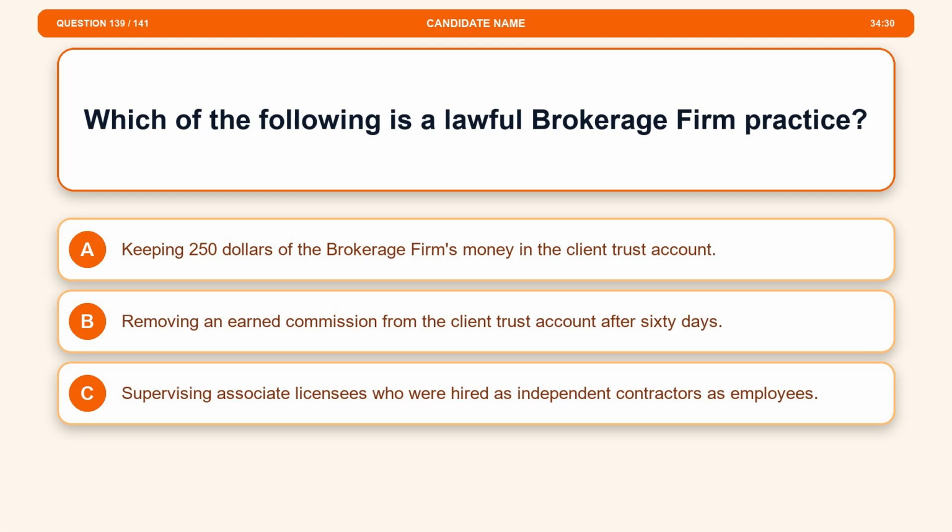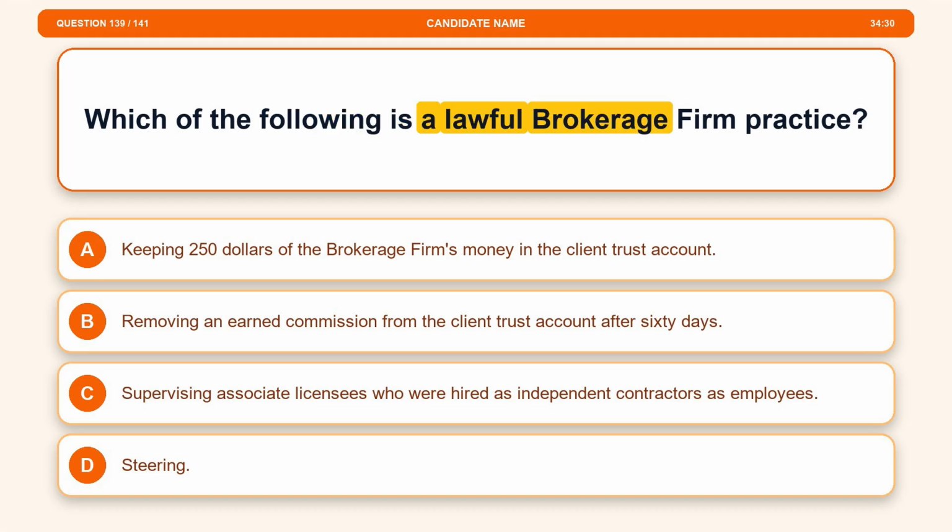Question 139. Which of the following is a lawful brokerage firm practice? Option A. Keeping $250 of the brokerage firm's money in the client trust account. Option B. Removing an earned commission from the client trust account after 60 days. Option C. Supervising associate licensees who were hired as independent contractors as employees. Option D. Steering.